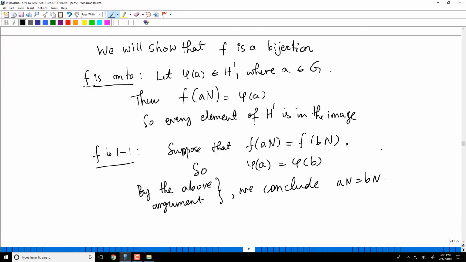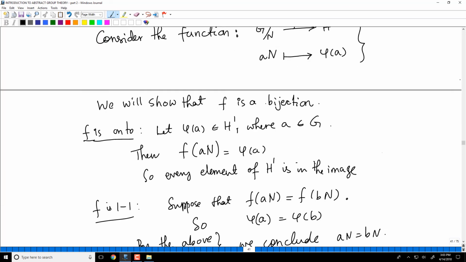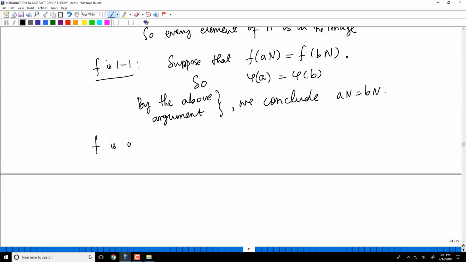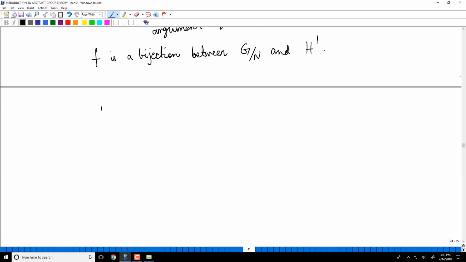f is onto, we checked. f is 1-1 also, we checked. So f is a bijection. So f is a bijection between two sets. What does this mean? So f is a bijection between G mod N and H prime. If you have a bijection between two sets, the two sets must have the same number of elements. The number of elements in G mod N is equal to the number of elements of H prime, which is what we denote by order H prime.